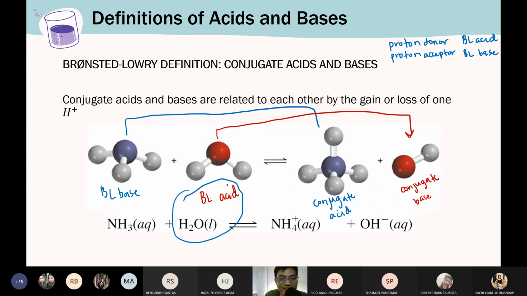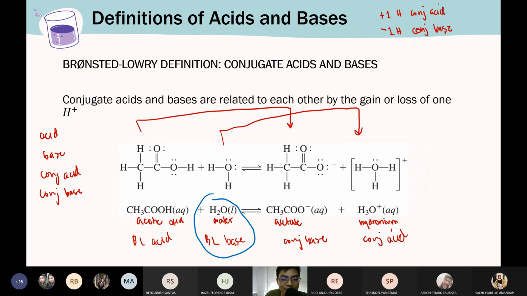Hindi niyo ba napansin yung kanina? Dito, acid siya eh. Pagdating dito, base na siya. So, ano si water? Balimbing ba siya? Politiko ba siya? Kasi paiba-iba ng sides eh. Yan. So, yan. Tama yung term na.